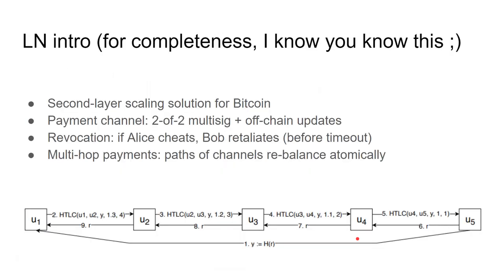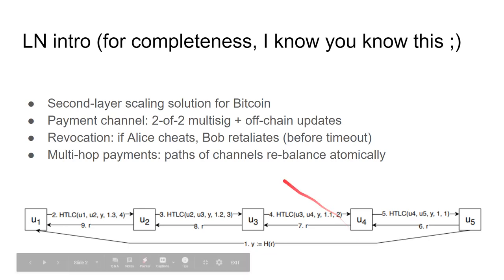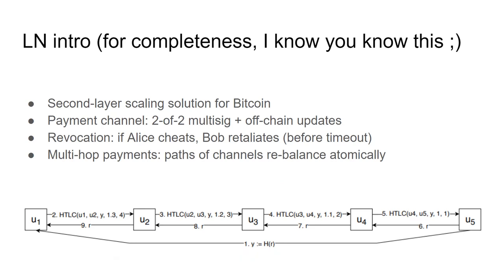So let me give you a little bit of context on what the Lightning Network is. Lightning Network is a second layer scaling solution for Bitcoin, and the general idea is that we leverage the security guarantees of Bitcoin, but we perform most of the transactions off the chain. Therefore, we improve latency and we enable payments of smaller value than could be possible in Bitcoin. A payment channel is a protocol between two parties. It's essentially a two-of-two multi-signature Bitcoin address that enables two parties to exchange transactions and rebalance the balance in this channel however they want with off-chain updates.